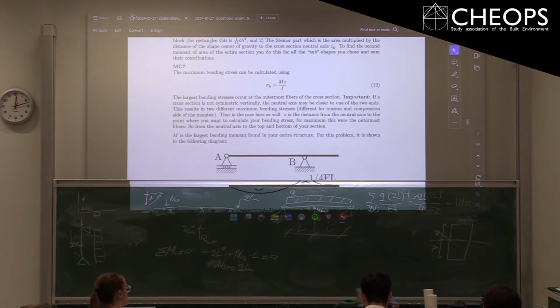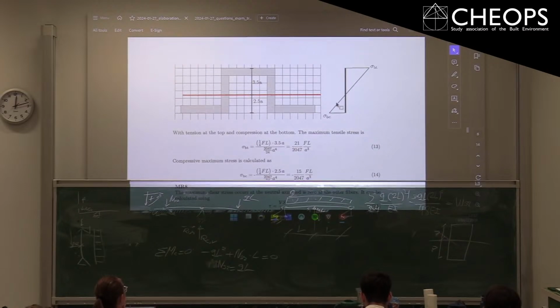these kind of shapes, where the neutral axis is not necessarily in the center, that z has two components, right? The bottom side of our cross-section and the top side. They are both different. One is in tension, one is in compression. And you have to calculate both with Mz over I. I is just calculated as the second moment of area. And M and z are the ones you need to consider here.